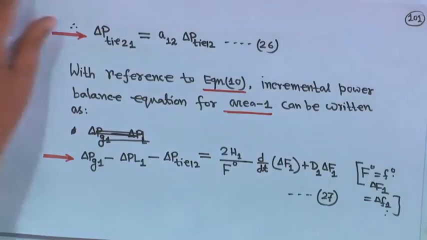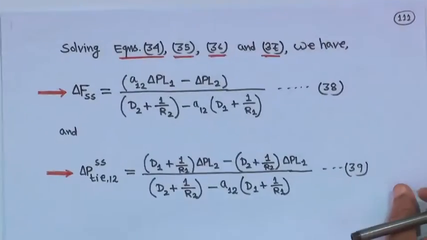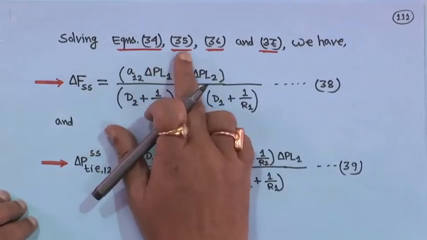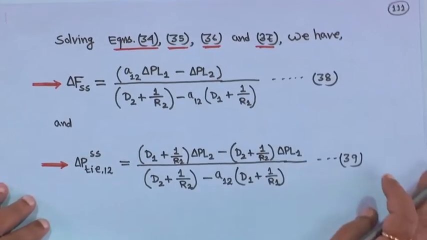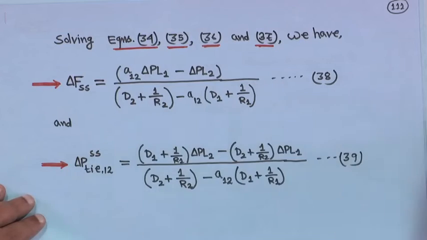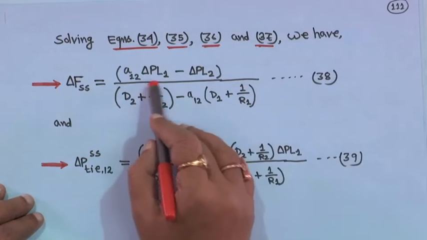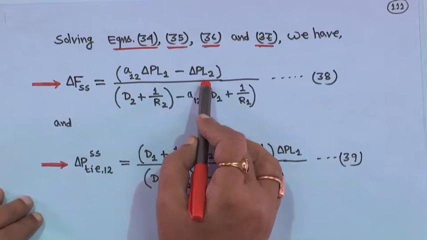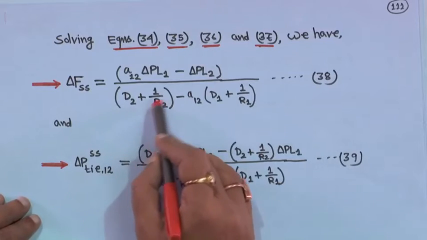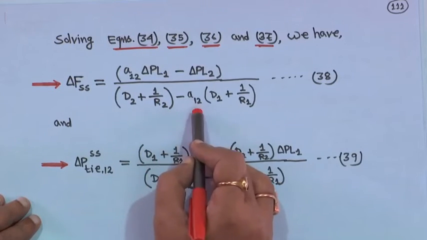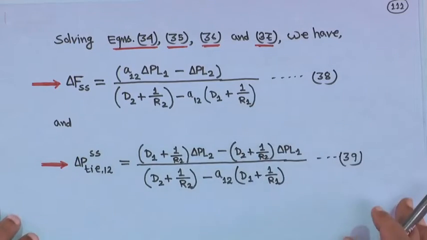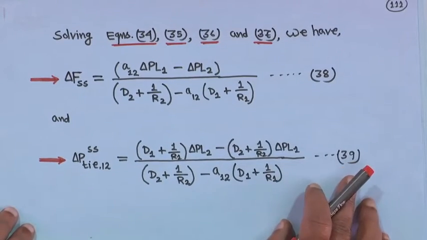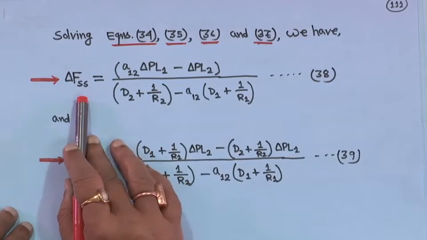So, if you do so and solve equations 34, 35, 36 and 37 the way I told you, you will get delta FSS is equal to A12 delta PL1 minus delta PL2, divided by D2 plus 1 upon R2 minus A12 into D1 plus 1 upon R1. This is equation 38.